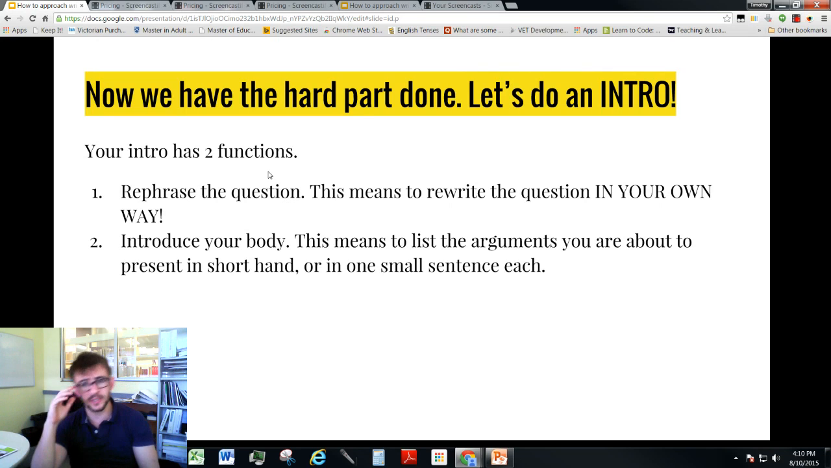Now let's look at your intro. It has two functions. The first function, rephrase the question. And this means rewrite the question in your own way that you understand. All right? So if I say to you, what did you do on your weekend? A lot of people, their first response is, on the weekend, I. So by saying that, you've shown me that you understand that we're talking about your weekend.